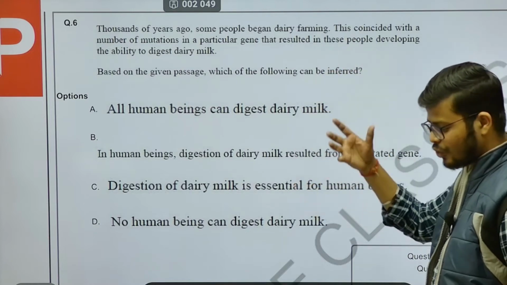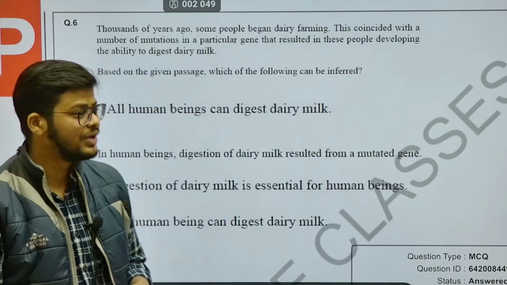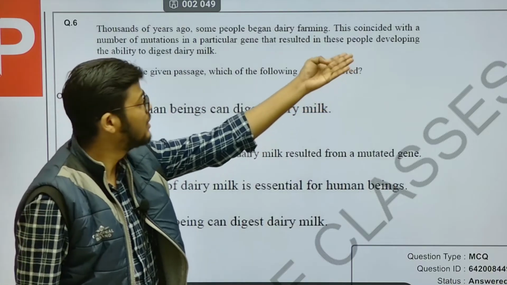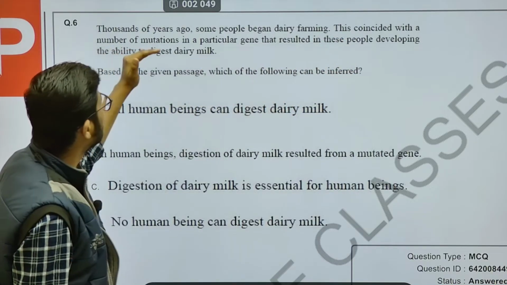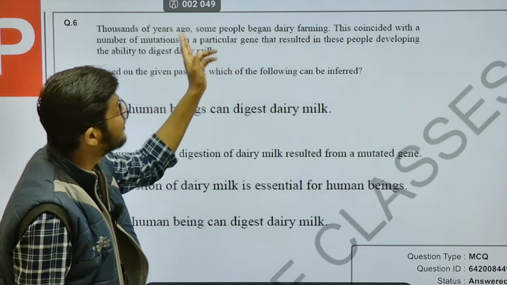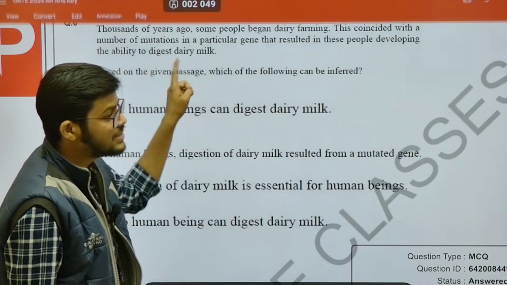Now this question is from the critical reasoning part. It says thousands of years ago some people began dairy farming. Some people have started dairy farming. This coincides with a number of mutations in a particular gene. जिसकी वजह से क्या हुआ? Mutations हुए in a particular gene, and the result of that was what? In these people they have got the ability to digest dairy milk.